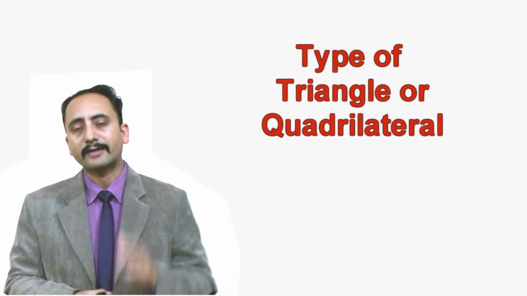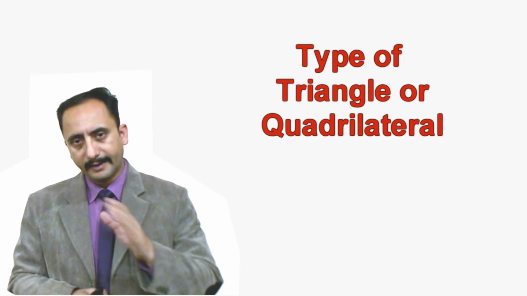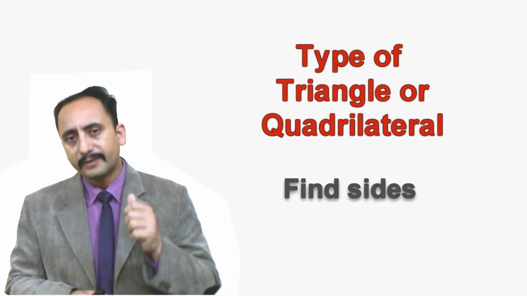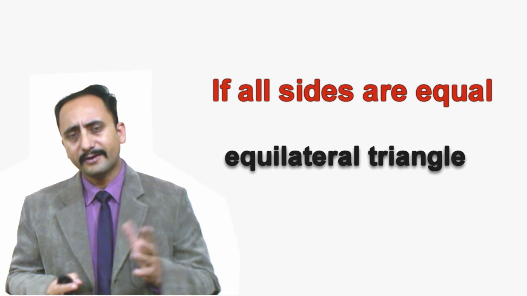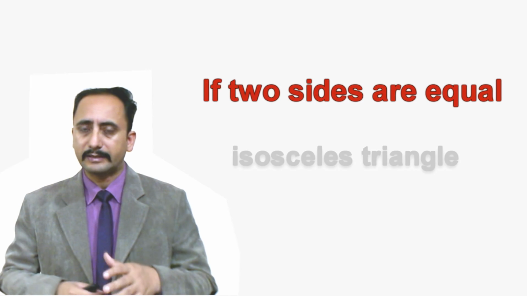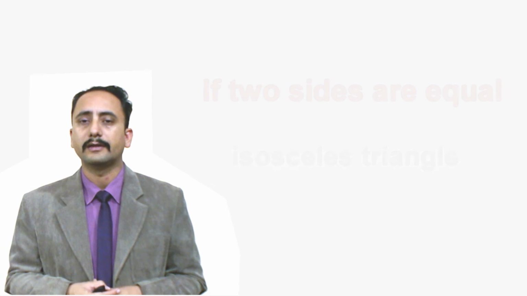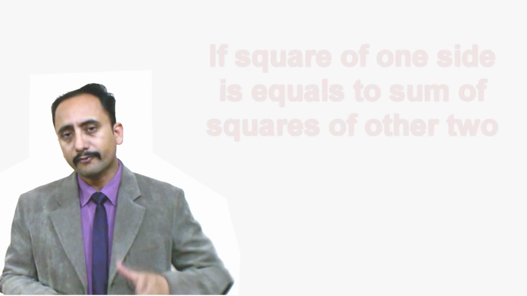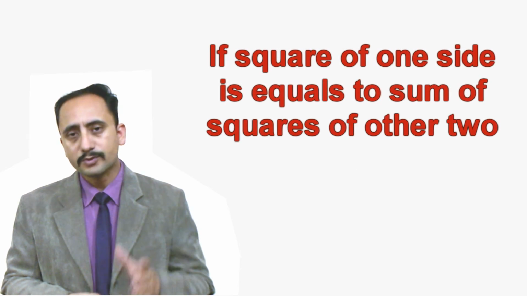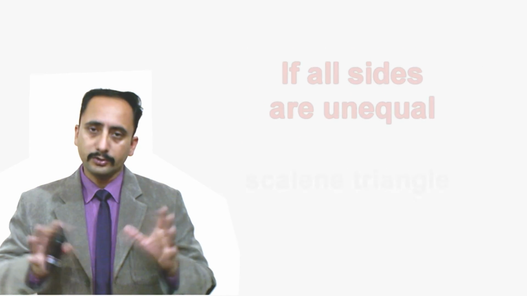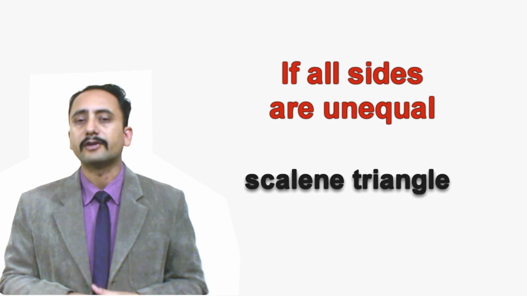Another common question based upon the distance formula is 3 non-collinear points will be given to you, and you will be asked to check the type of triangle. Again, method is very similar. Find AB, BC, AC. If all 3 distances are equal, then it is an equilateral triangle. If 2 sides are equal and the third is unequal, then it is an isosceles triangle. And if square of one side is equal to sum of squares of other 2 sides, then it is a right angle triangle. And if all 3 sides are unequal, it is a scalene triangle.